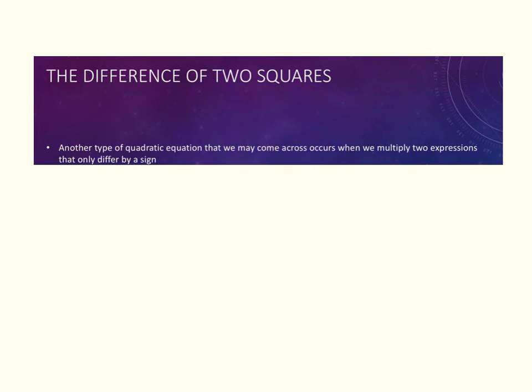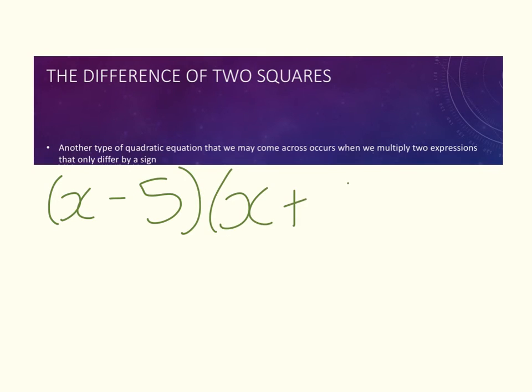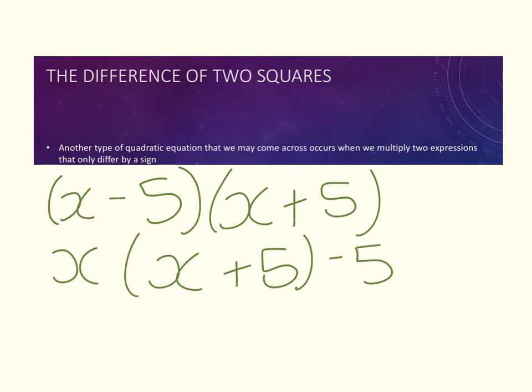The last type of quadratic that we're going to meet is called the difference of two squares. And this is a type of quadratic that we may come across when we multiply two expressions that only differ by one sign. If we have a look at the following one, we have x minus 5 and we have x plus 5. So if I was to multiply it out, it would look something like this. We'd know that brackets mean multiply, and we can see from our first line that the only difference between the two brackets are the signs involved.